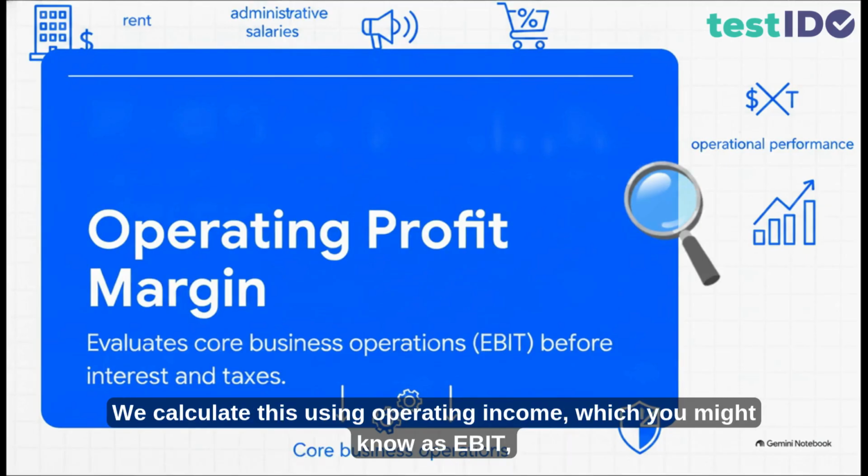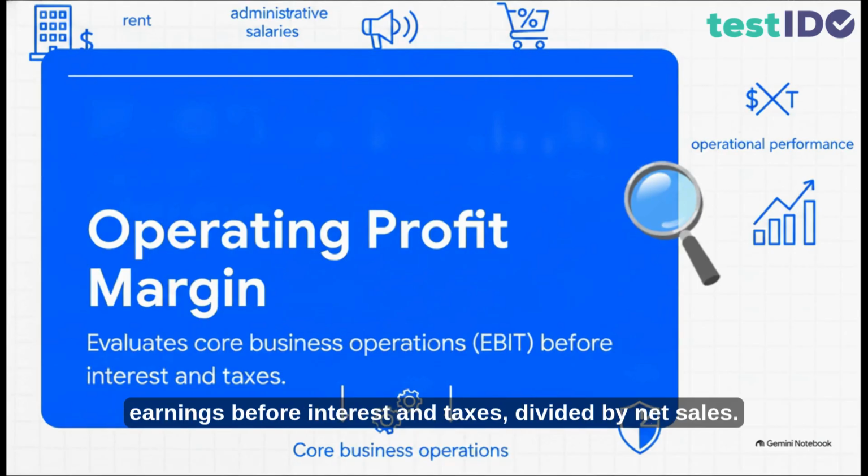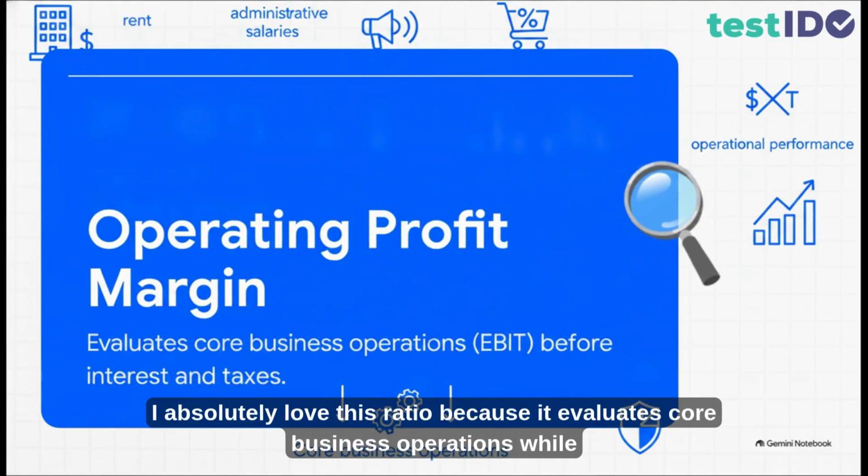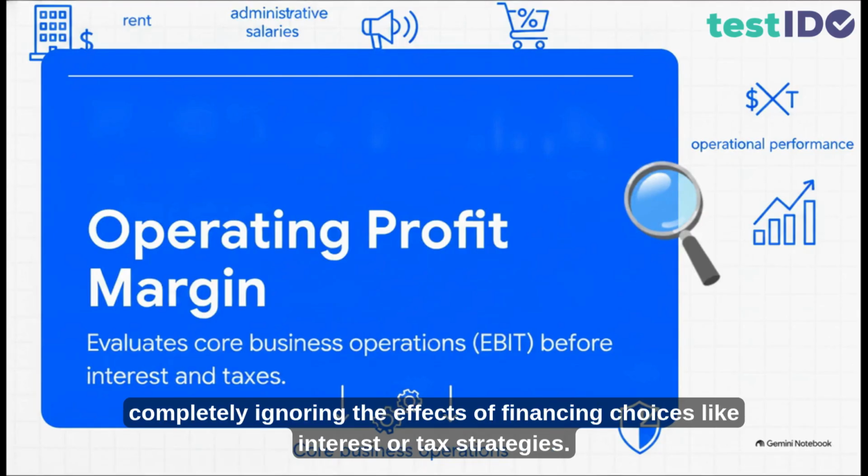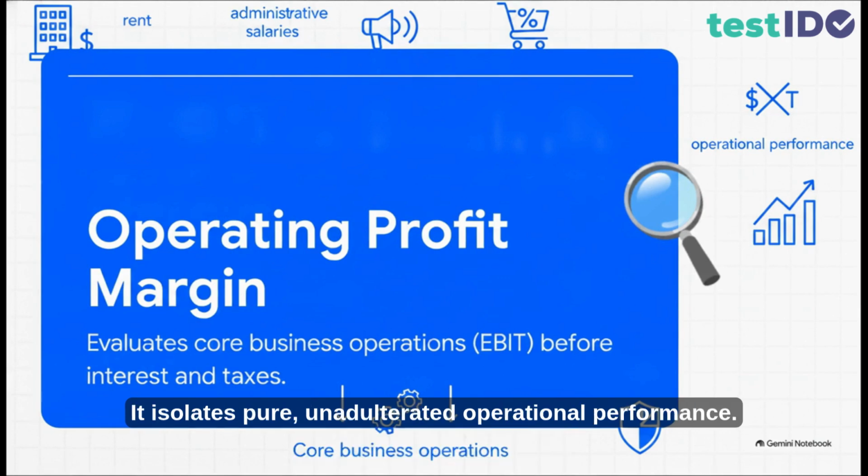Walking further down the statement, we move past operating expenses like administrative salaries, marketing, and rent to reach the operating profit margin. We calculate this using operating income, which you might know as EBIT, earnings before interest and taxes, divided by net sales. I absolutely love this ratio because it evaluates core business operations while completely ignoring the effects of financing choices like interest or tax strategies. It isolates pure, unadulterated operational performance. Let's see what the data reveals as we move even further down.